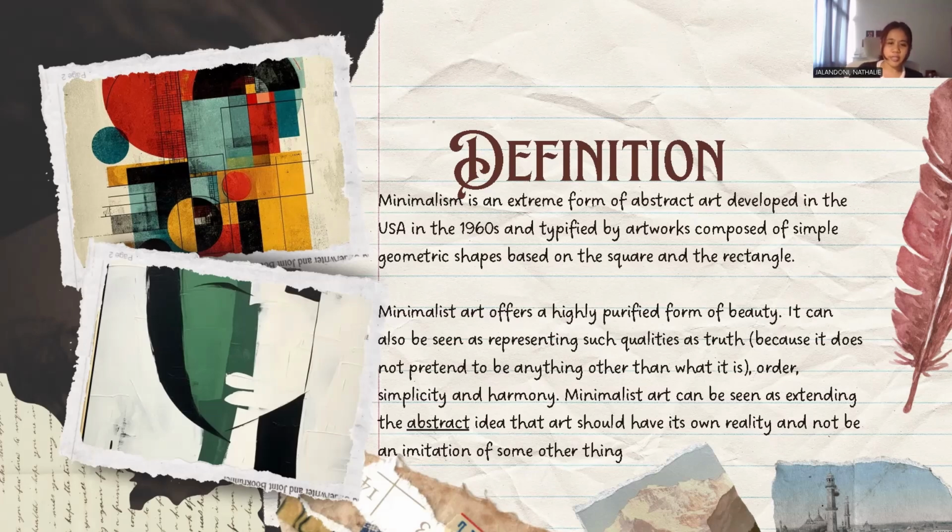Minimalist art offers a highly purified form of beauty. It can also be seen as representing such qualities as truth, because it does not pretend to be anything other than what it is: order, simplicity, and harmony. Minimalist art can be seen as extending the abstract idea that art should have its own reality and not be an imitation of some other thing.